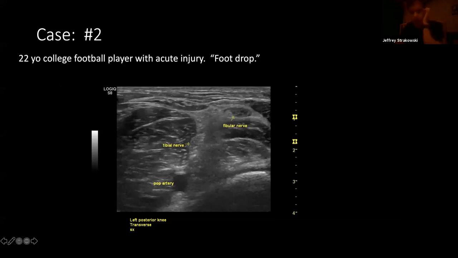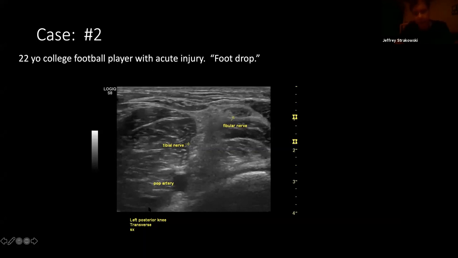Okay, so the question is, a lot of things come to mind. Is there still some continuity in this nerve? Is there something propagating or still compressing? Is there a hematoma, bone fragment, some other tissue, some other injury that could be making this worse?